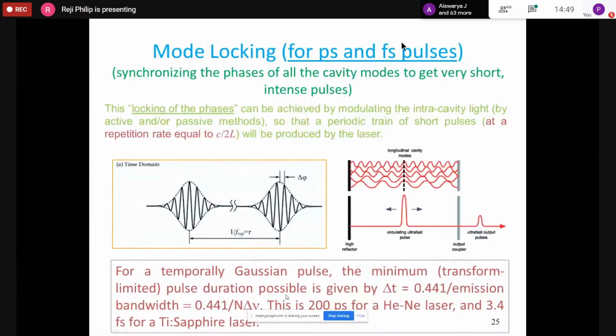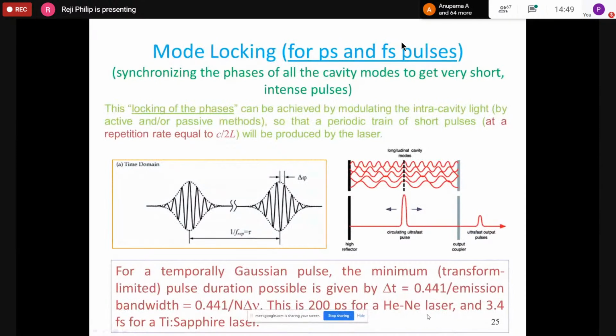So typically what happens in a normal mode locked laser is that the pulse duration possible is given by this quantity. I'm not really going into all those details, except to say that if you take a helium neon laser and if you mode lock it, then you can get something like 200 picoseconds, the minimum pulse width. You know that it's a very, very short pulse.